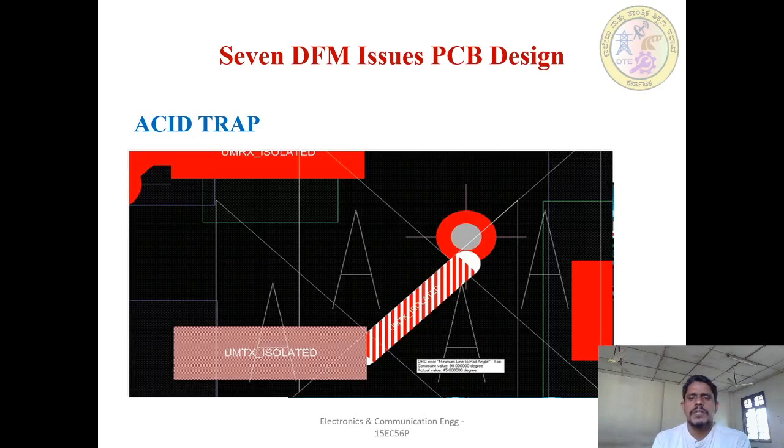7 DFM issues in the PCB are continued. This is one more acid trap method. This method is also not followed. The acid will go and sit here, and it will sit here. It will try to cut this track, and here also. This is also not allowed.